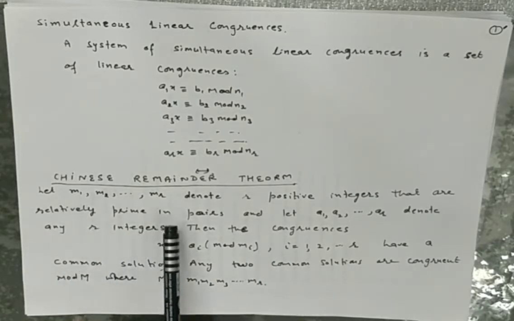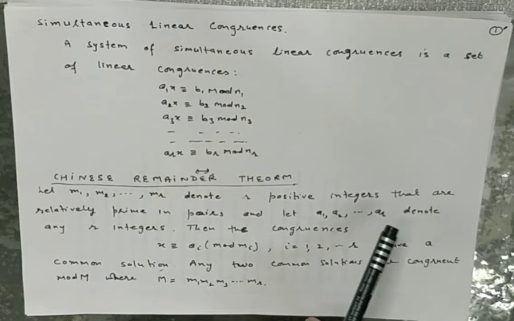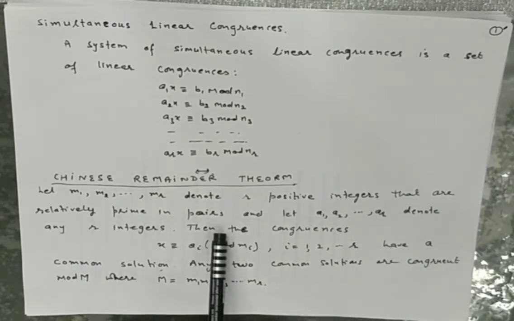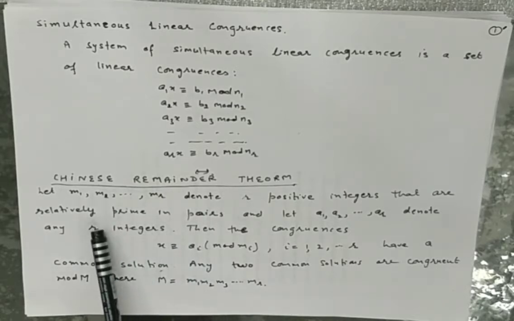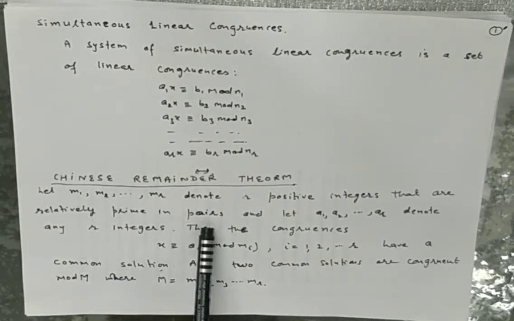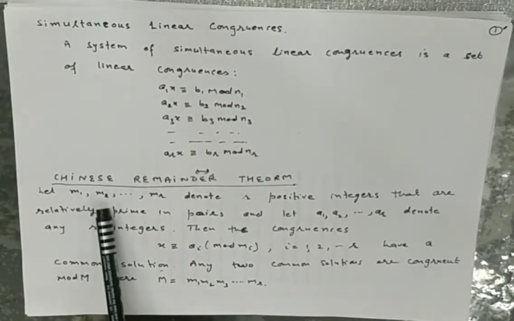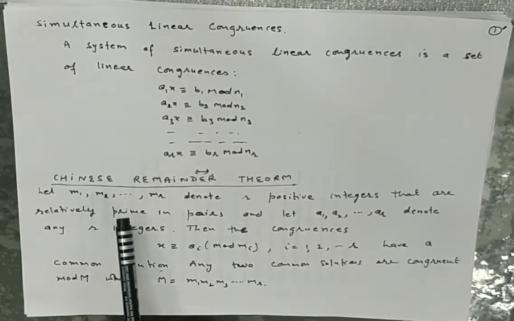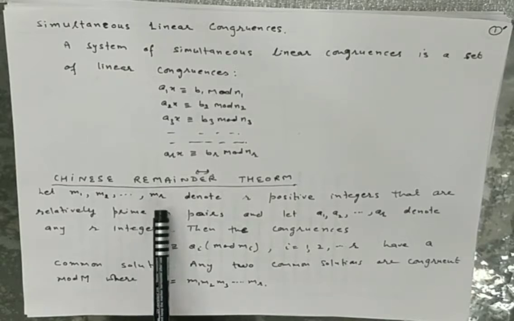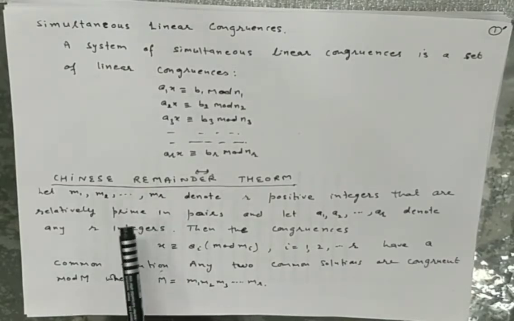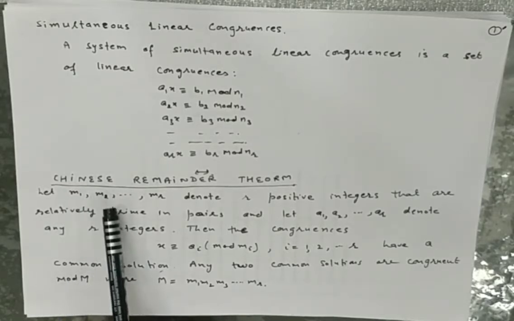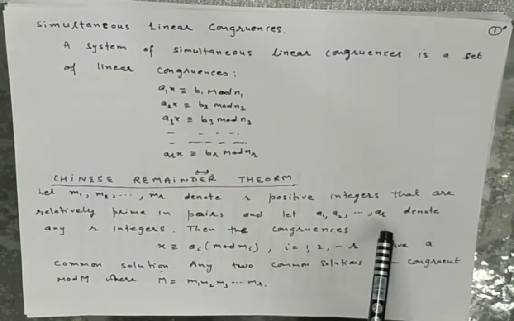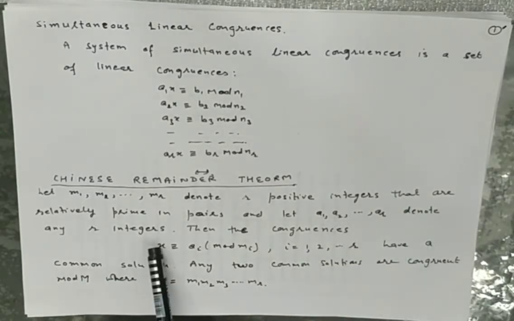Let m1, m2, ..., mr denote r positive integers that are relatively prime in pairs. What is the meaning of relatively prime in pairs? It means that m1 and m2 are co-prime, m2 and m3 are co-prime, and so on, mr minus 1 and mr are co-prime. That is, when we take any two mi's, they will be co-prime. And let a1, a2, and so on, ar denote any r integers.